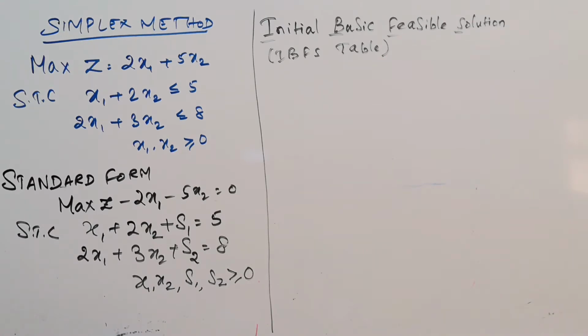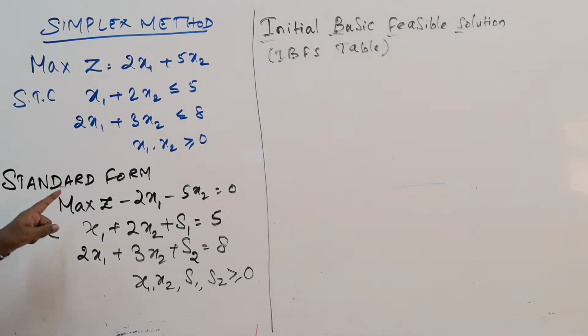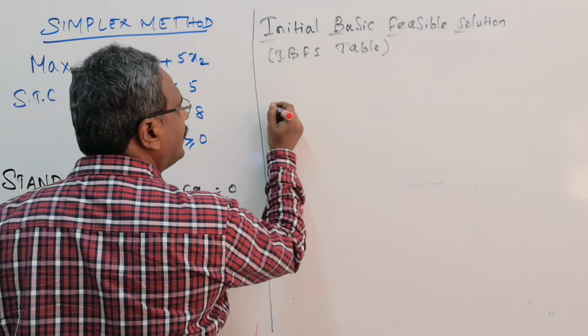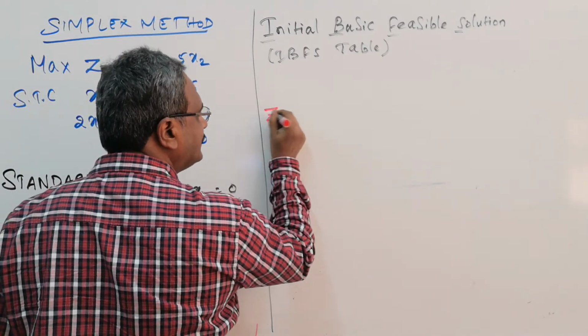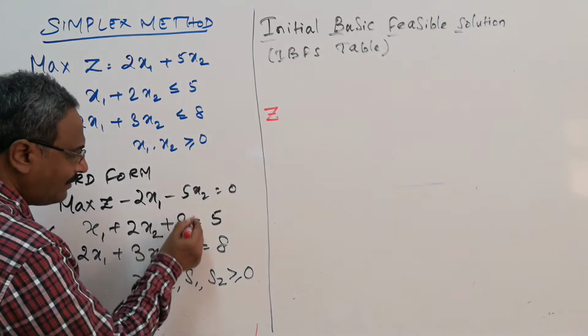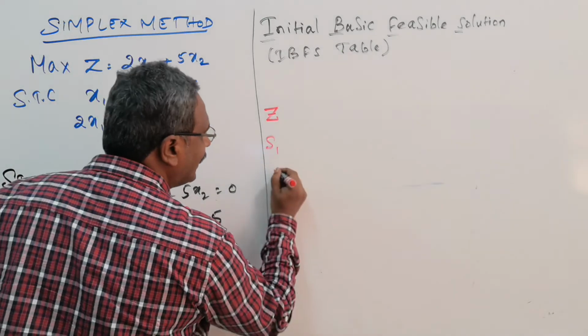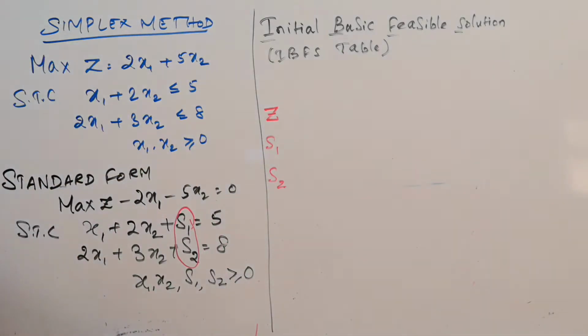Now what is the idea here? I am going to take the objective function and consider the newly added variables in the rows. I have the objective function, and I check what are all the newly added variables. We have added two newly added variables, one is s1 and the other one is s2. I am going to take them as the row values.